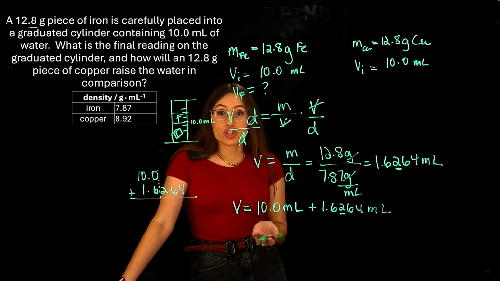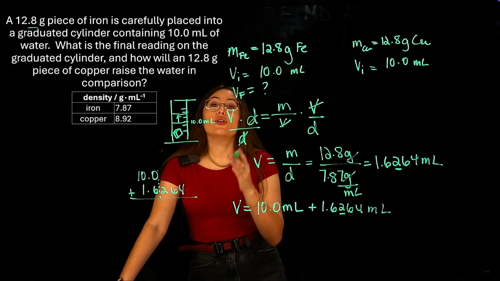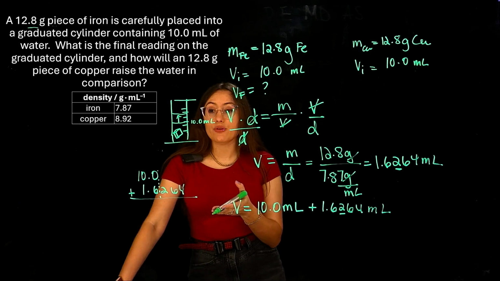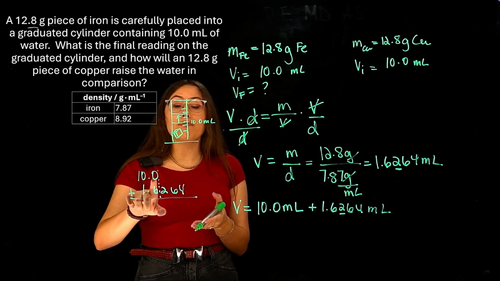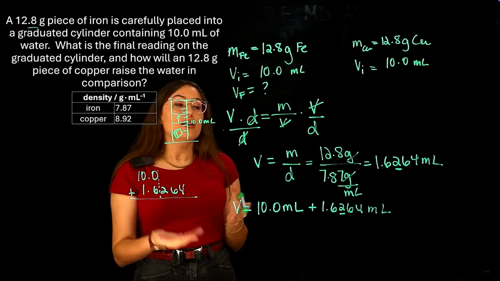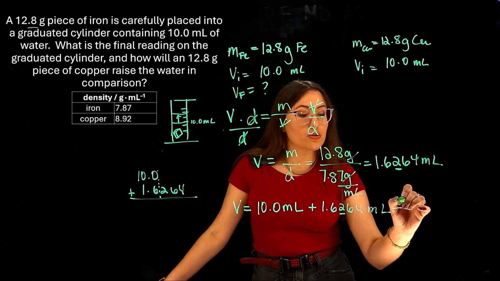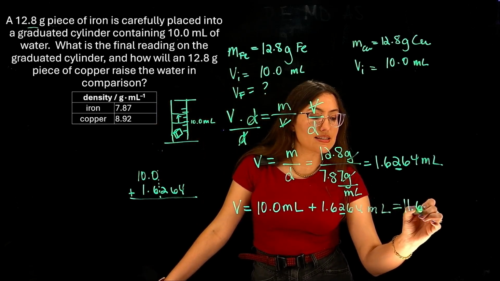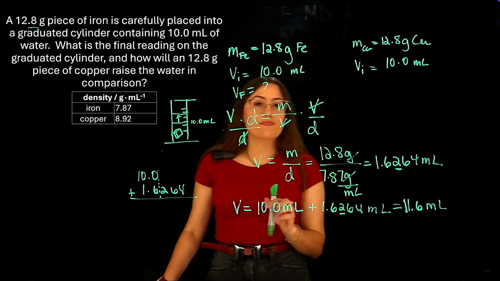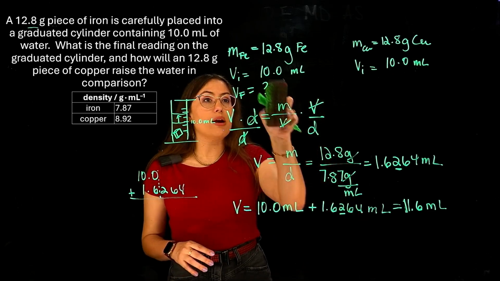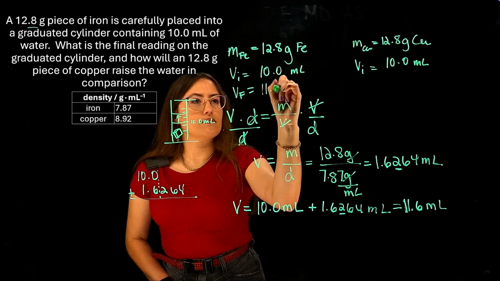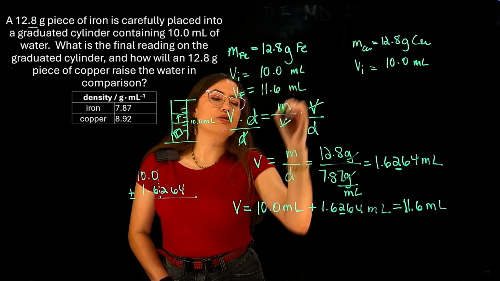When we're doing addition, keep in mind you have to line up the decimal, and you're only reporting out to the least number of significant places after the decimal. In this case, the 10 milliliters was 10.0 with one place after the decimal. So that was the least number of decimal places. Our final answer will be equal to 11.6 milliliters for iron. Now that we've determined that, we can do the same thing for copper. It'll be slightly different. Make sure to include your units.